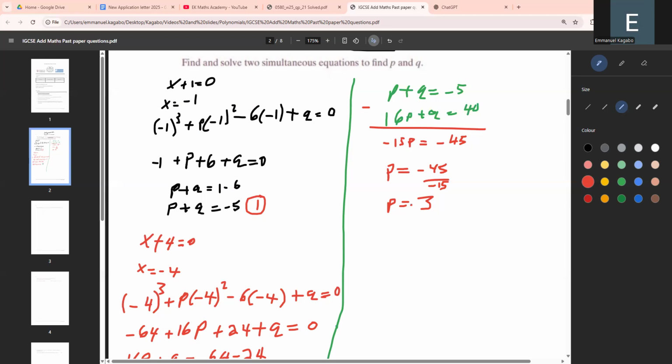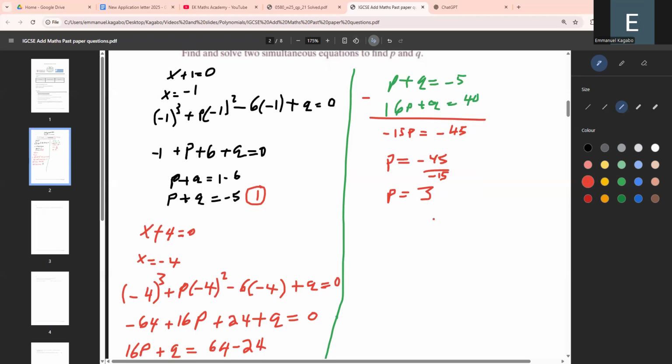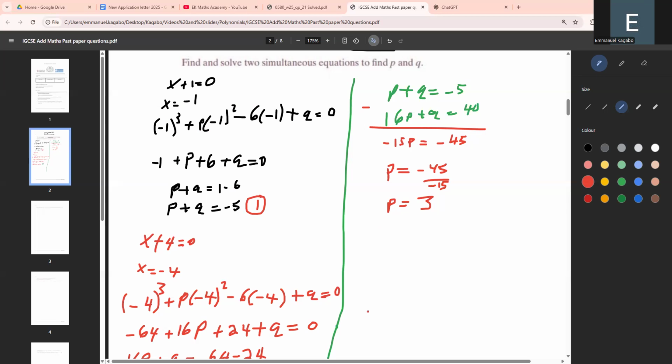Now, after getting the value of P, substitute in any of the equations. You can substitute in the first equation or second, but from what I'm seeing, substituting in the first equation is easy. And the first equation is P plus Q, so P is 3. So I'll do P plus Q equals minus 5.